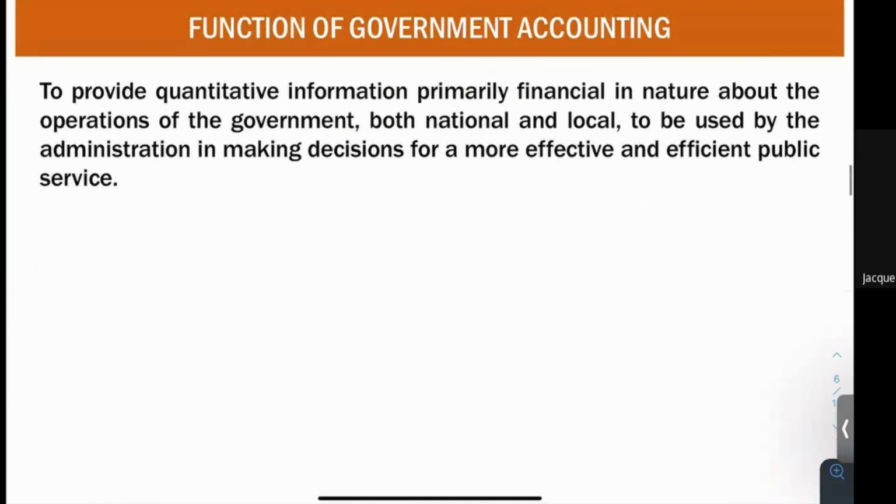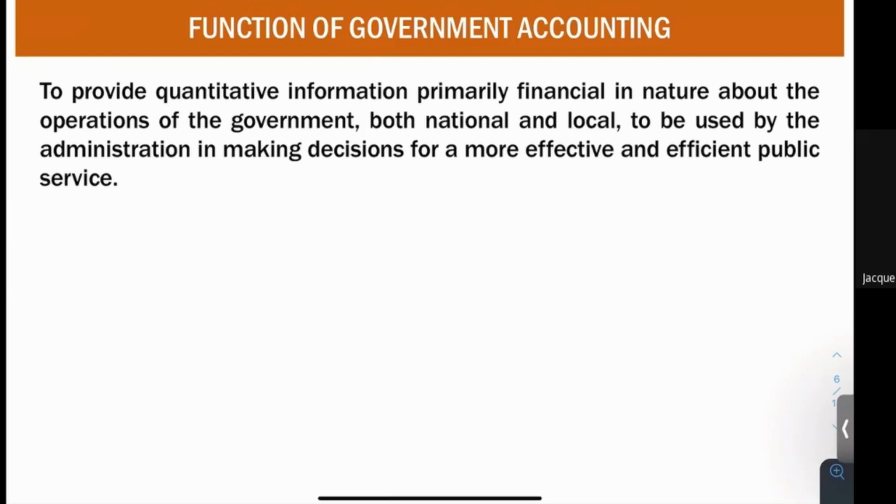Now, let's talk about the function of government accounting. We stressed a while back that the purpose of government accounting is to render service, and this rendering of service will look into the efficiency and effectiveness, including the economy, including, of course, the use of that information for decision making. So let's look now, therefore, into the function of government accounting. What really is the function of government accounting?